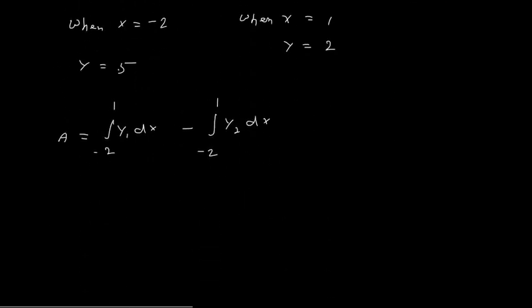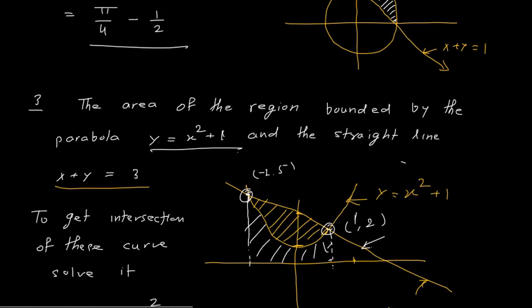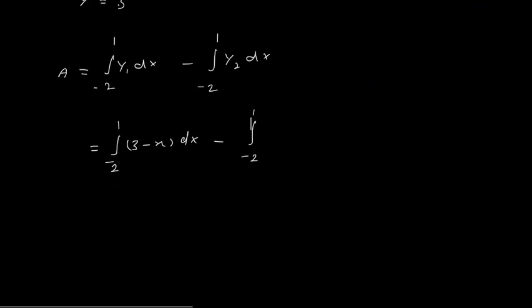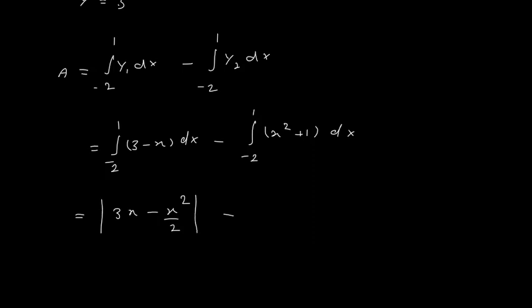So here we have between minus 2 to 1. Here y is 3 minus x into dx, minus, for the parabola the value of y is x square plus 1. So here we have x square plus 1. This area we will subtract. Okay. So when we integrate, we get 3x minus x square divided by 2 minus, actually the area is always positive. So if we get a negative value, then also we have to take its positive value.